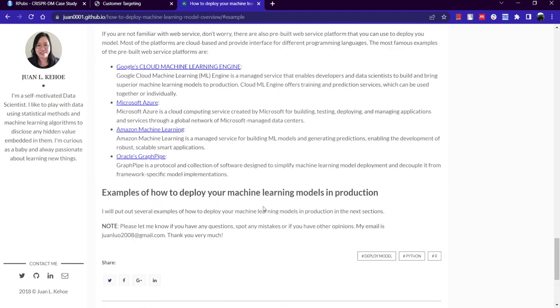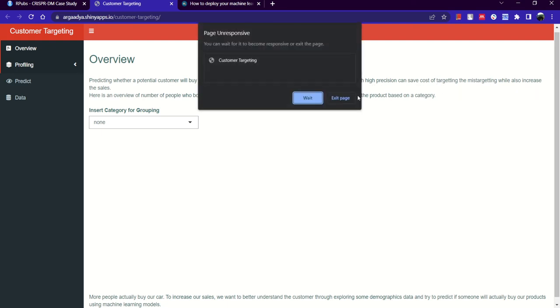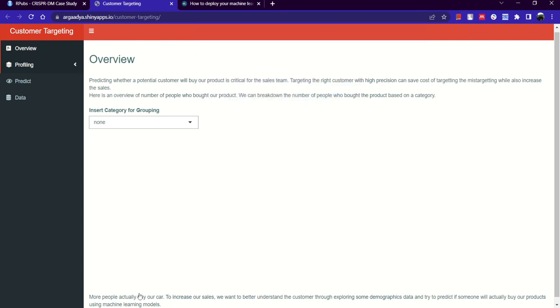And so on. So it's quite nice. Let's go to the dashboard and see how interesting it is. So here you can check predicting whether a potential customer will buy our product, which is critical for the sales team. Targeting the right customer with high precision can save the cost of mistargeting while also increasing sales.